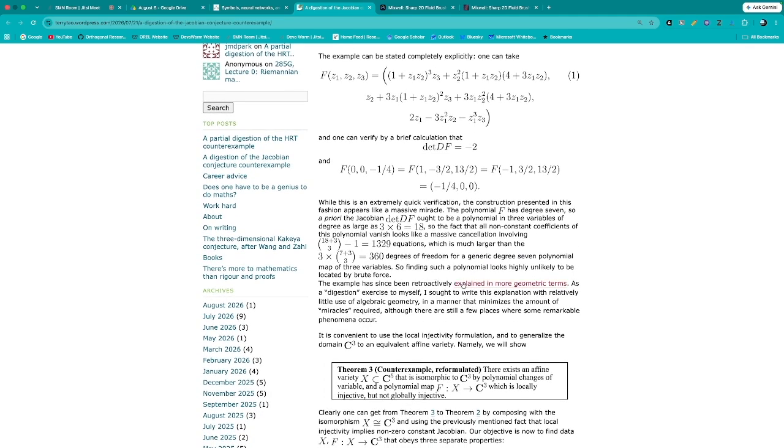This example has since been retroactively explained in more geometric terms. As a digestion exercise to myself, I sought to write this explanation with relatively little use of algebraic geometry in a manner that minimizes the amount of miracles required, although there are still a few places where some remarkable phenomena occur.